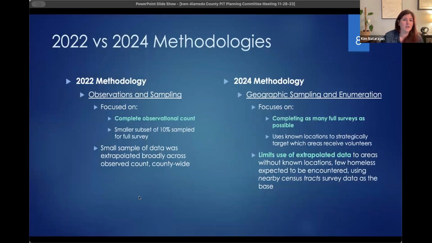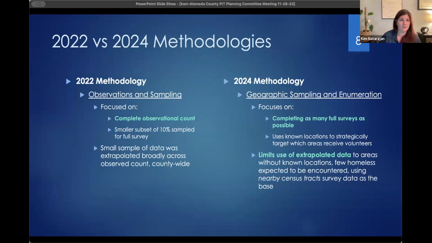So how we dealt with that in 2022 was we followed a methodology of observation and sampling. And that method focused on a complete observational count. So we would see and note everyone that was actively experiencing homelessness across the community. And then we would follow that up with a smaller sample, like a 10% sample, who receive a complete survey and get a conversation. And that conversation is then extrapolated broadly across everyone who is noted and observed.